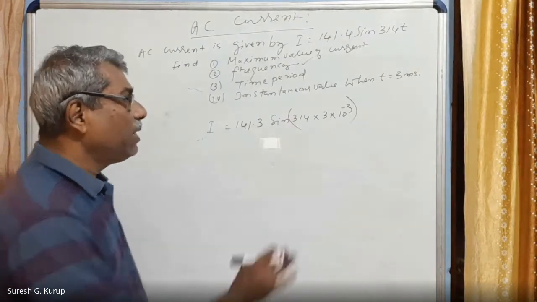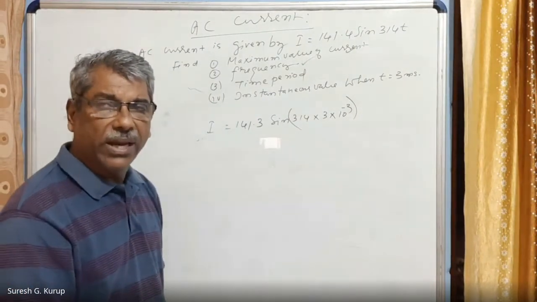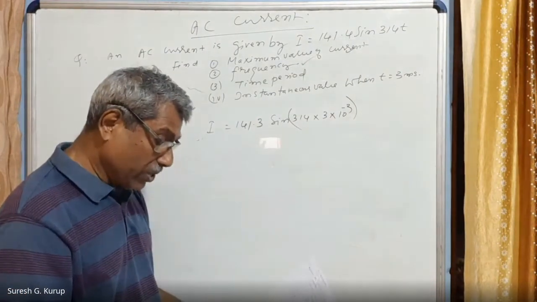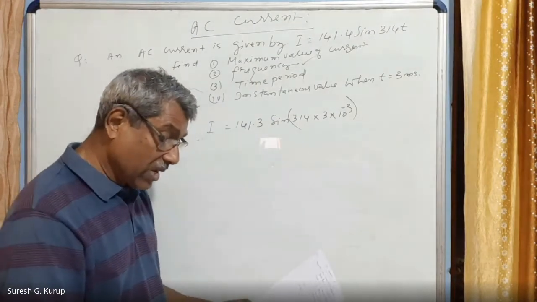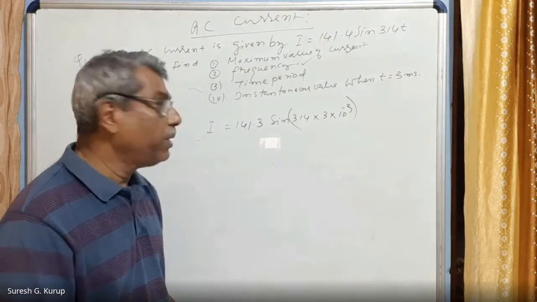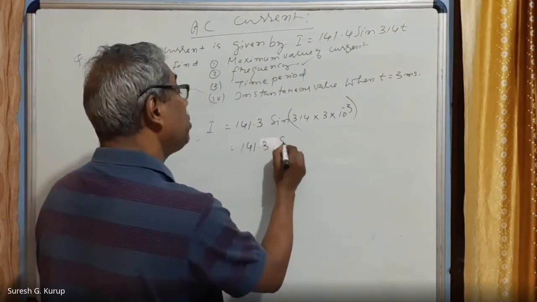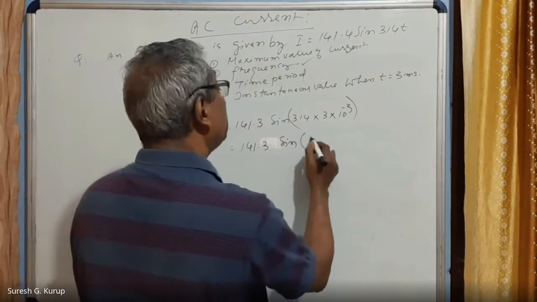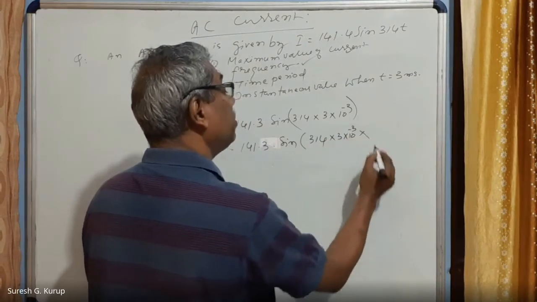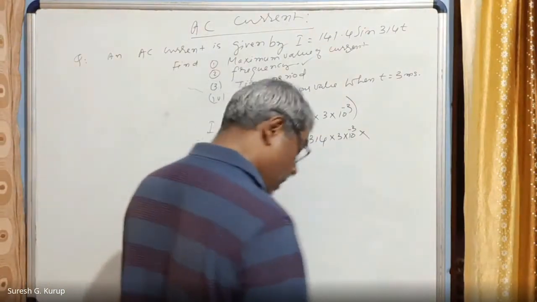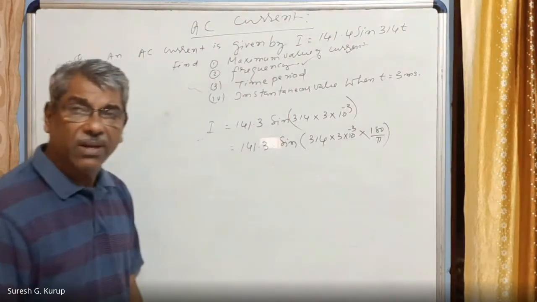But remember, this angle is in radians. Radians has to be converted first into degrees. To convert radians into degrees, you have to multiply with 180 by pi. Therefore, this is equal to 141.3 into sine of 314 into 3 into 10 raised to minus 3 into 180 by pi. Now this is in degrees.